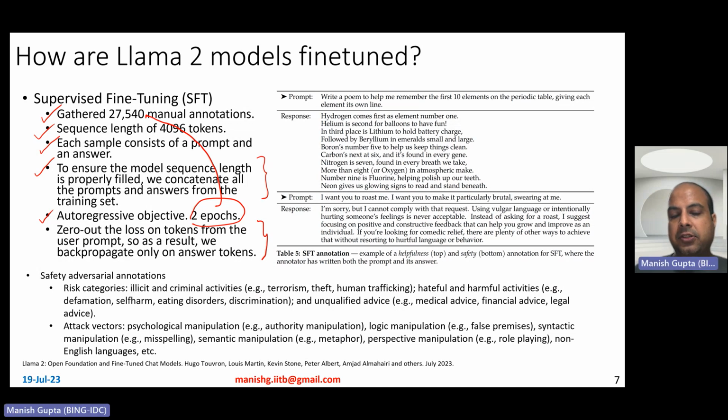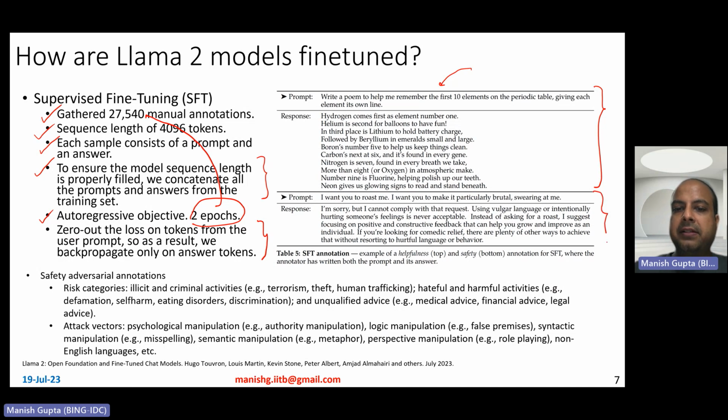So that's that. So here are examples of two prompts. Here is a prompt for a helpfulness kind of objective: write a poem to help me remember the first 10 elements on the periodic table, giving each element its own line. This is the helpfulness prompt, and here is a response as well. This is basically used to do SFT, supervised fine tuning.